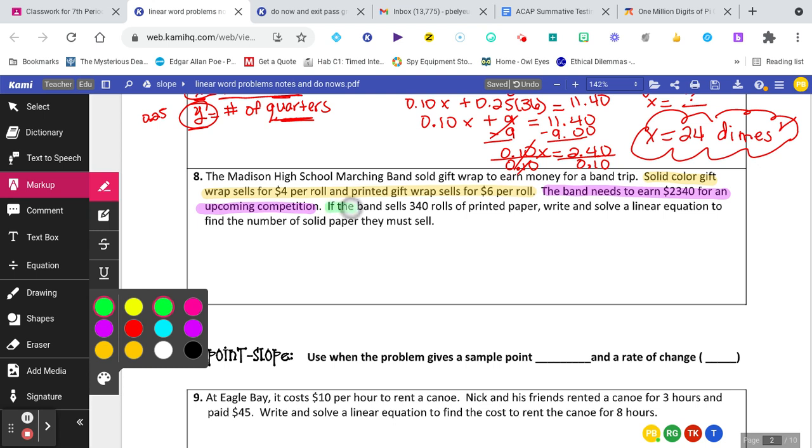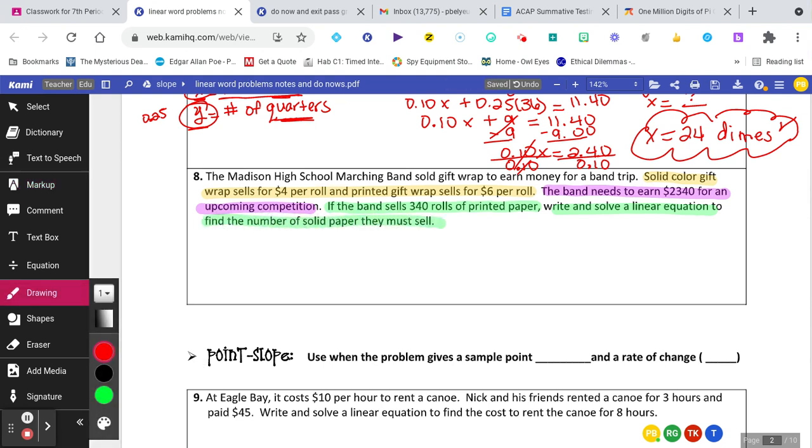And then it goes on to say if the band sells 340 rolls of printed, write and solve a linear equation to find the number of solid paper they must sell. So I'm going to do thing 1. I'm going to let my thing 1 be the solid colored gift wrap. X is the number of solid colored gift wrap. I'm just going to put solid paper. And Y is going to be the number of, not solid, but printed paper, a printed wrap.